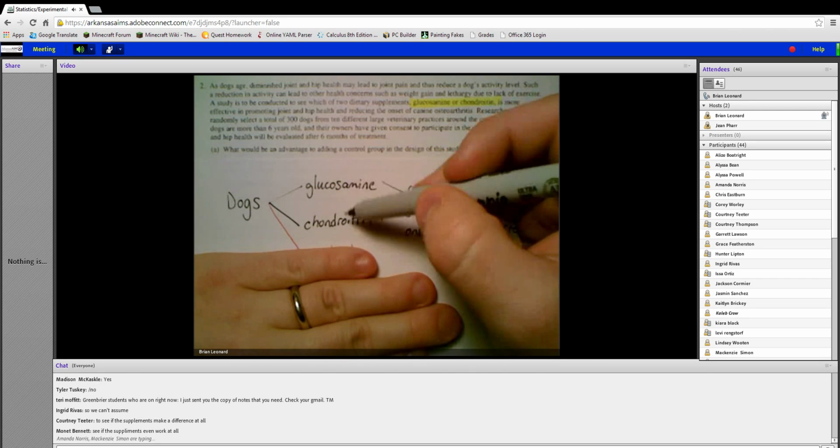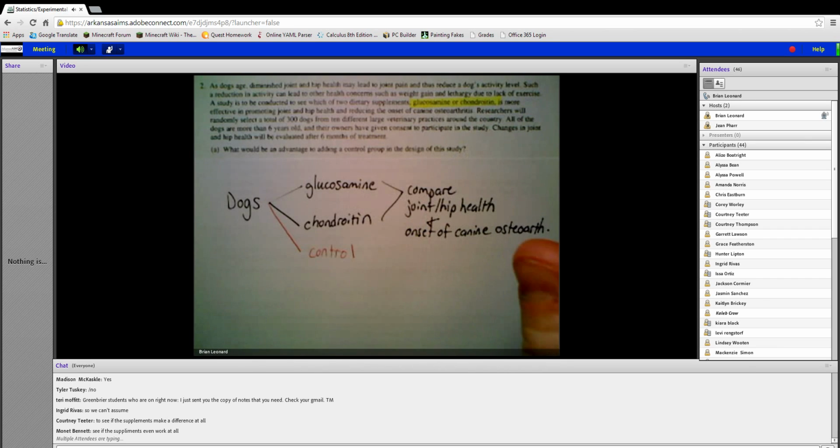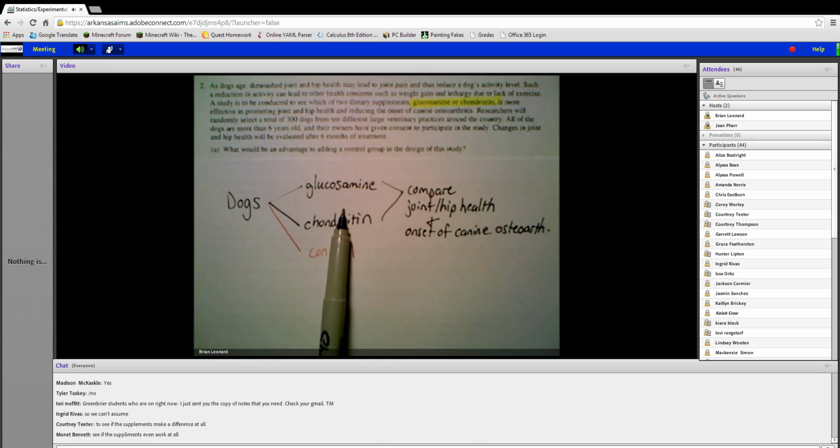Well, what if neither of these actually works? Monet and Courtney, you stole the words right out of my mouth. What if these don't work at all? Adding a control helps us to see if these supplements actually do anything at all. Maybe they don't help at all.